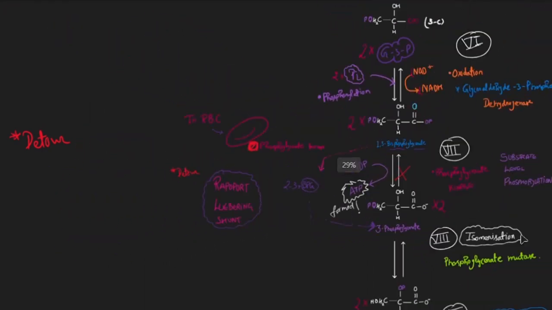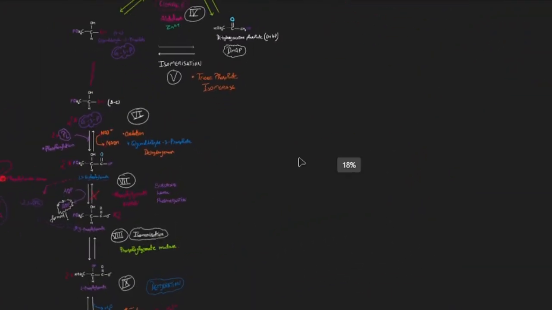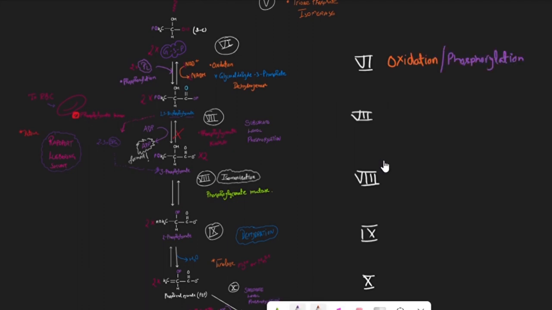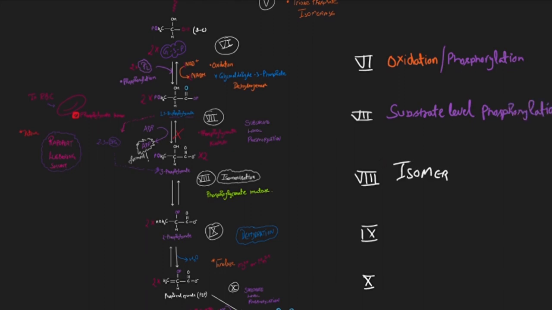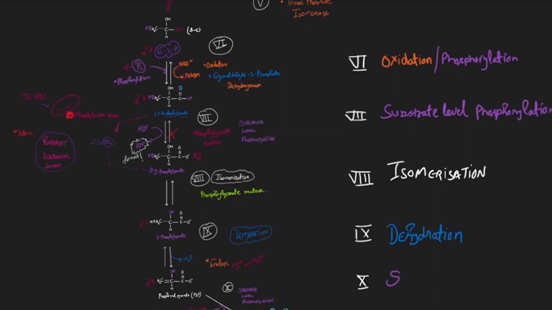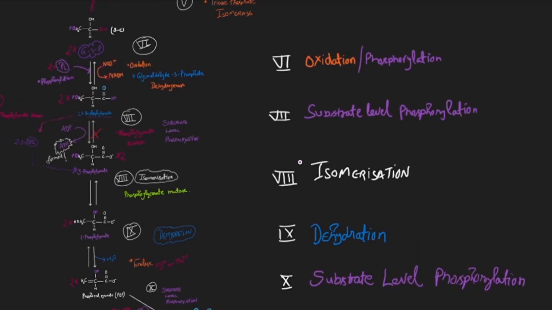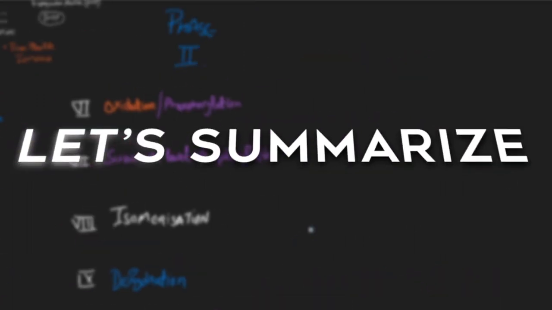The remaining 5 steps occur in the second phase. Here, this is reaction number 6, oxidation plus phosphorylation. This is step 7, which is substrate level phosphorylation. Step 8, called isomerization, catalyzed by phosphoglycerate mutase. Step 9, known as dehydration, catalyzed by enolase. And finally, the last reaction, reaction number 10, which is again a substrate level phosphorylation catalyzed by the enzyme pyruvate kinase. Now let's summarize the whole pathway.